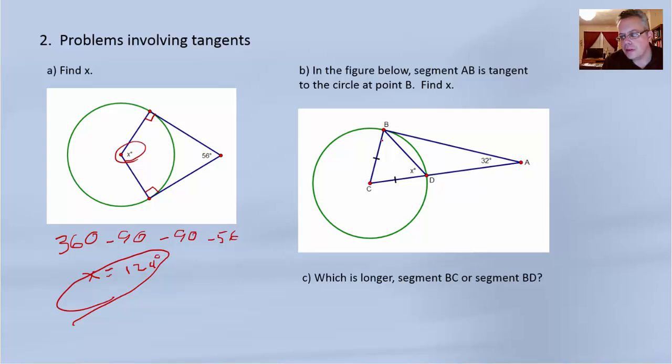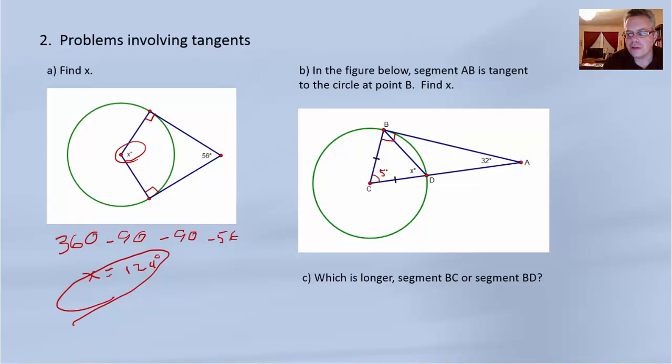So angle B is a 90-degree angle. This entire angle here is 90 degrees because, again, we have a radius drawn to a tangent segment. That's 90. If that's 90 and this is 32, we can get this angle C. So angle C is whatever's left. So 180 minus 90 is 90, minus 32 is 58.